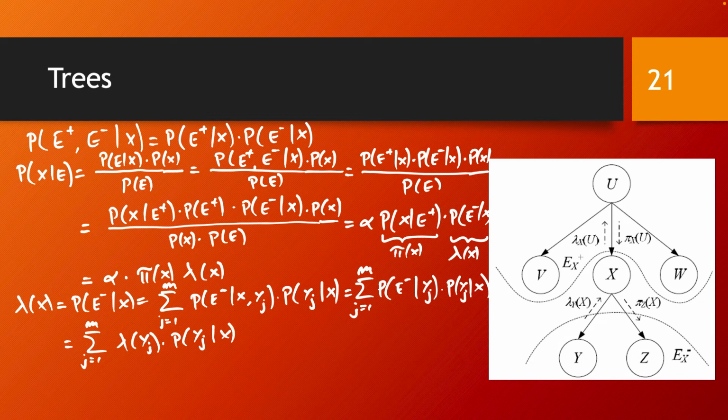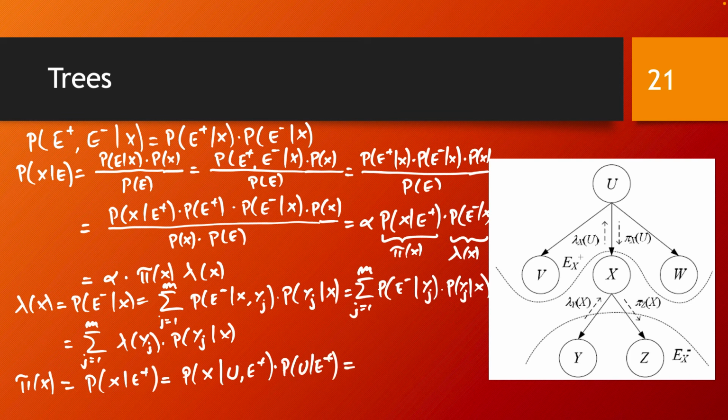And a very similar reasoning also goes for the function pi of X. Remember, by definition, this is the probability of X given E plus, and the concept is exactly the same. I want X, and the evidence E plus is somewhere here, so I'm going to reach it through the parent node of X. This is equal to the probability of X given its parent node u and E plus times the probability of u given E plus. And again, the point is that this node u separates X and E plus, so that's going to be equal to probability of X given u times the probability of u given E plus.